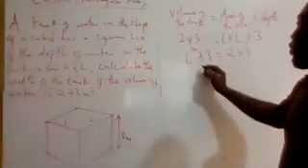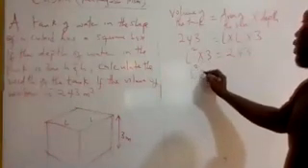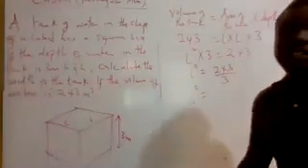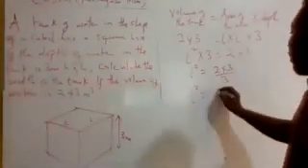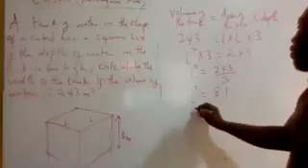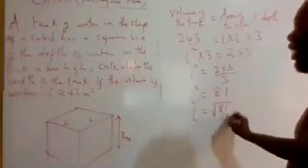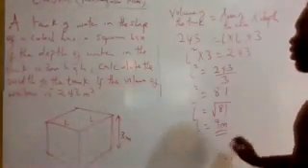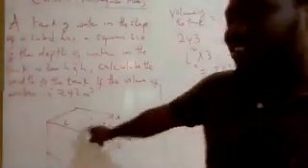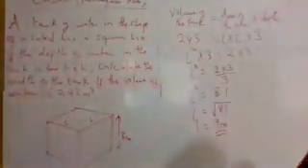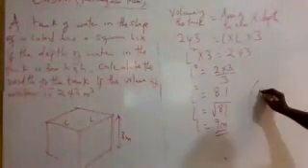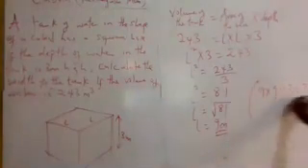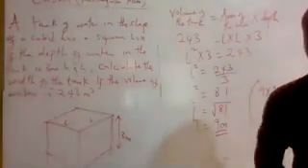So that would mean L squared is equal to 243 divided by 3. L squared will be equal to 81. So L is equal to the square root of 81, and L is equal to 9 meters. So the width of the tank is 9 meters. If you want to check it, of course, that would mean 9 times 9 times 3, which is 243. They tell you it is correct.